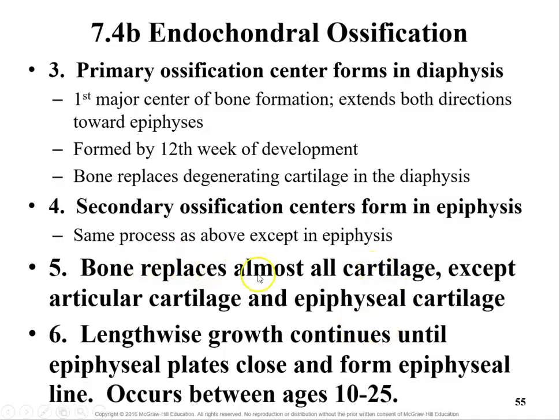Bone is going to replace almost all cartilage except for the articular cartilage, so that's the cartilage on the ends of your bones, and the epiphyseal cartilage. This is the growth plate cartilage, okay? Lengthwise growth is going to continue until the epiphyseal plates close and form epiphyseal lines. This can occur anywhere between ages 10 to 25, but most people it's somewhere around age 20.